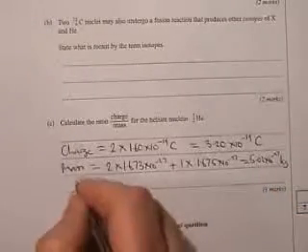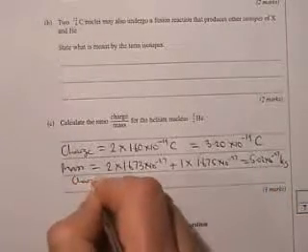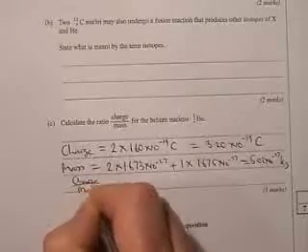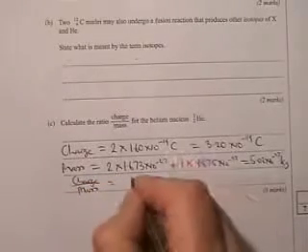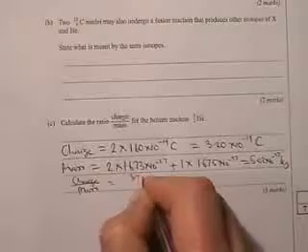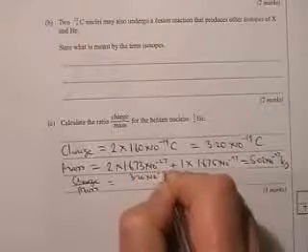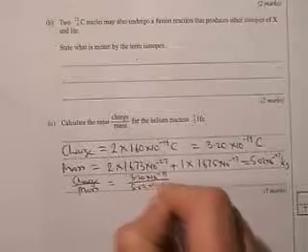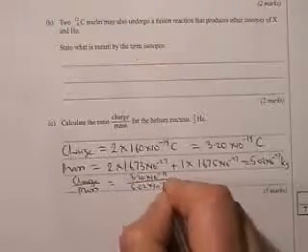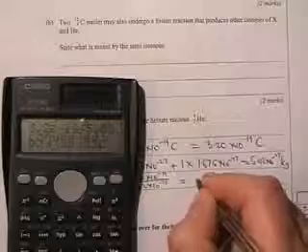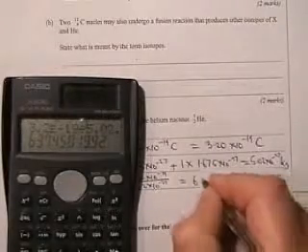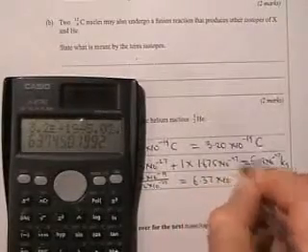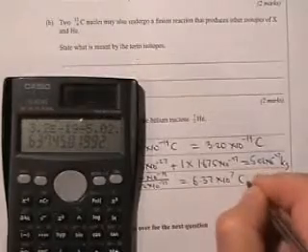So the ratio charge over mass is 3.20 times 10 to the minus 19 divided by 5.02 times 10 to the minus 27, which is 6.37 times 10 to the 7 coulombs per kilogram.